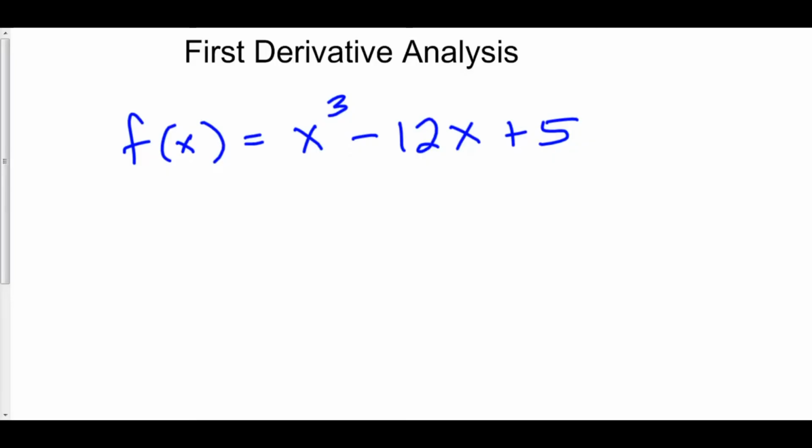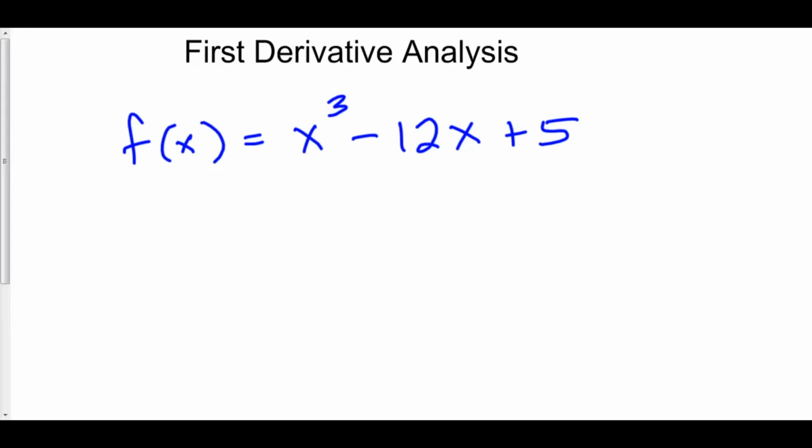In order to do a first derivative analysis, all we need is the first derivative. Now what we're going to do here is we're going to find where f is increasing, where f is decreasing. We'll find our local extrema, and we'll do all of this just from the first derivative line analysis. Now, the first thing we have to do is we need to find the critical points of f.